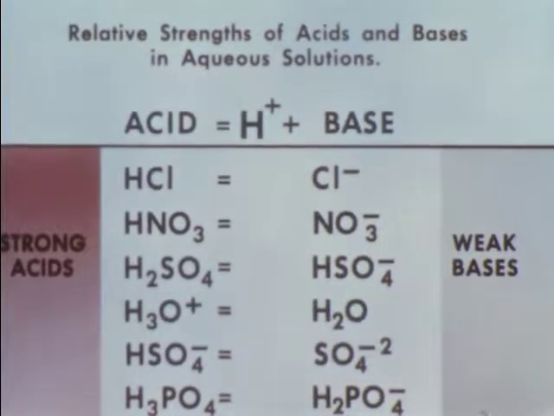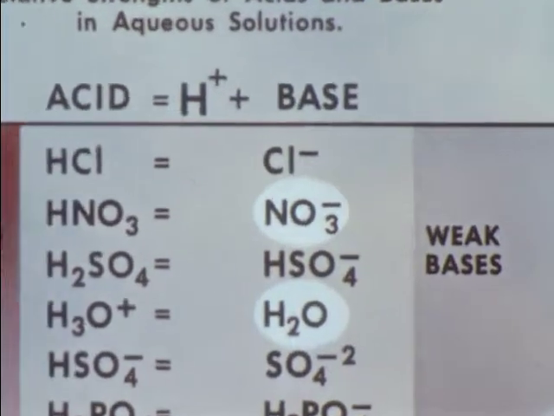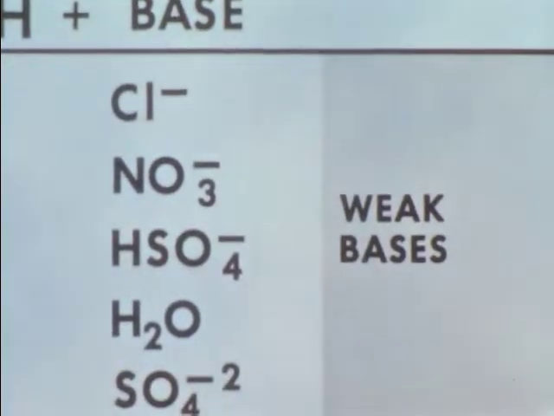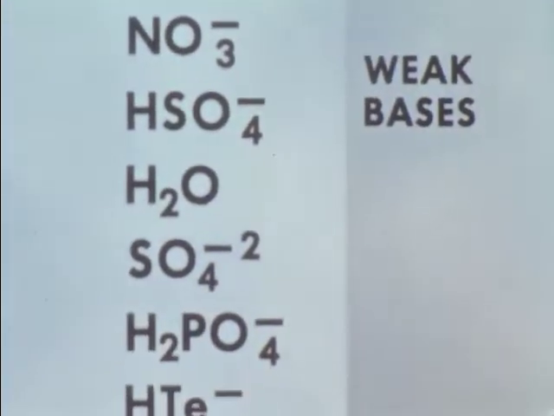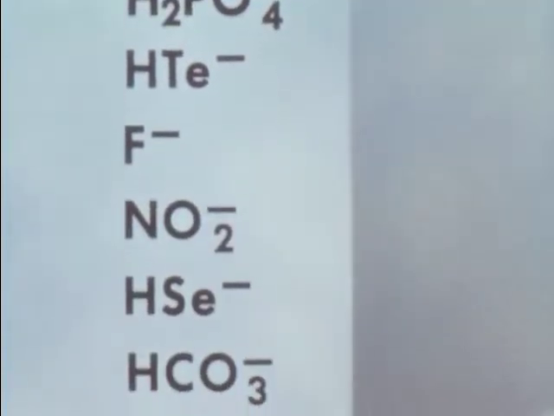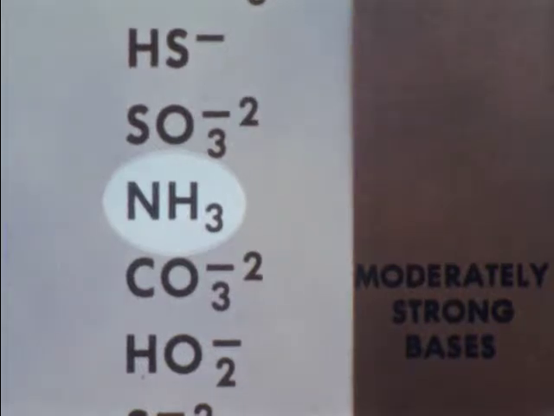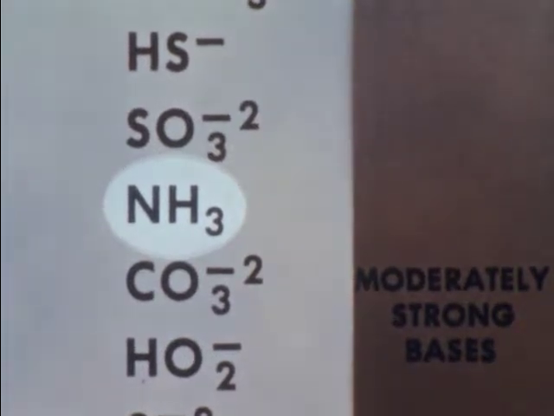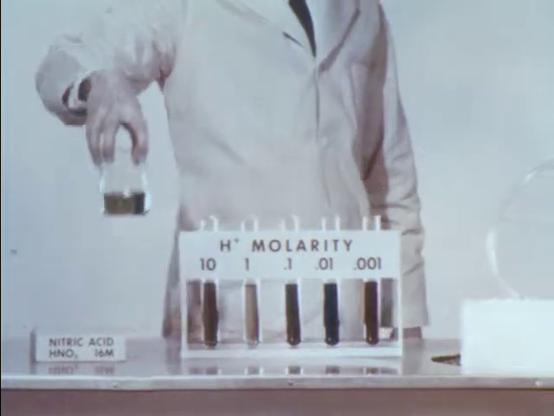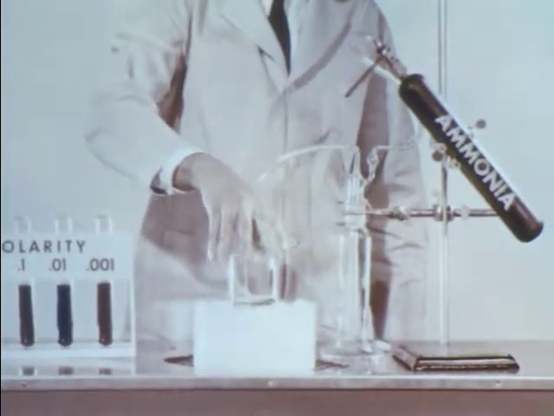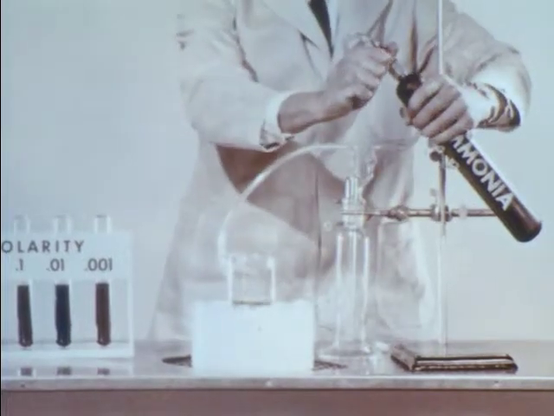This chart shows the relative strengths of certain acids and bases. We see that nitrate ion and water are among the weak bases, that is, poor proton acceptors. Looking down the list for a stronger proton acceptor, preferably a base containing a high percentage of nitrogen, we find NH3, ammonia. If we add ammonia gas to concentrated nitric acid, the acidity should decrease.